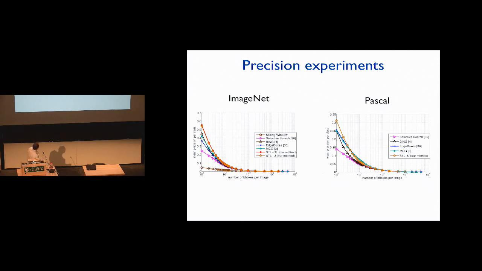The other thing to notice is that our system provides higher precision compared to all the previously proposed object localization systems, particularly for small number of regions returned. And this is actually the regime we are interested in using. The reason is that, remember, we are planning to use the localizations as training data for detectors.